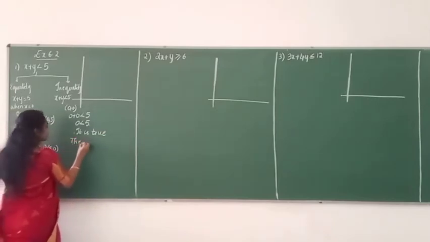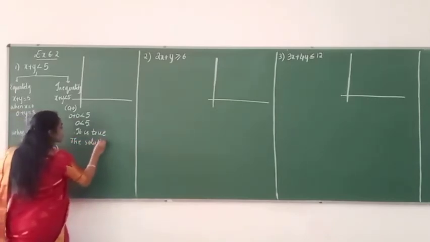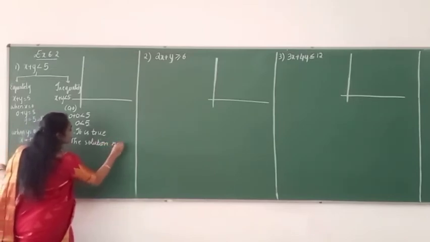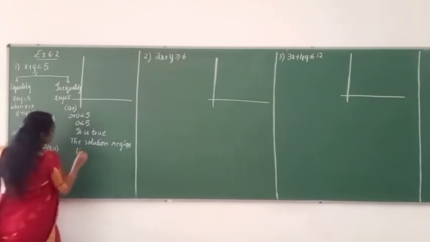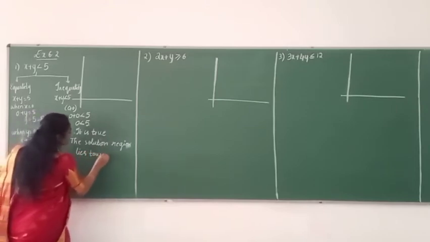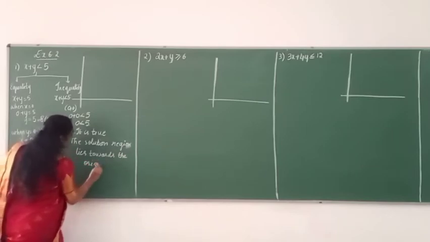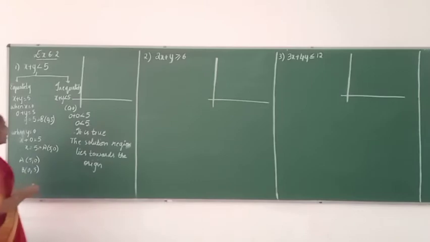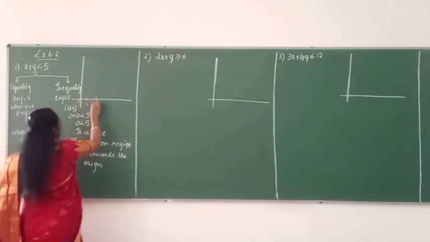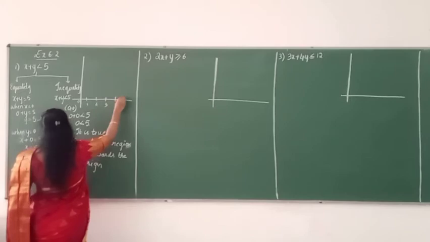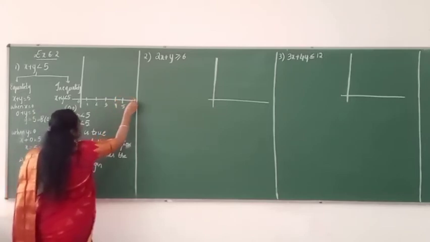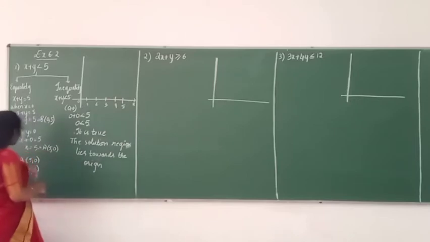The solution region lies towards the origin. Is it clear? Next I will just plot it. 0, 1, 2, 3, 4, 5. This is your x-axis. Just check where your A point and B point are, and based on that you can plot the points.